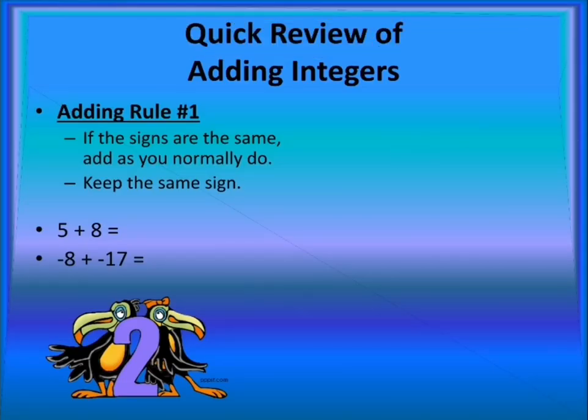Okay, so review muna tayo. So, quick review of adding of integers. Addition rule number 1: if the signs are the same, add as you normally do, then keep the same sign. So, example, positive 5 plus positive 8 is equal to positive 13. And then, negative 8 plus negative 17. Since both negative, add the numbers: 8 plus 17 is 25. Then copy the common sign. So negative plus negative is equal to negative 25.